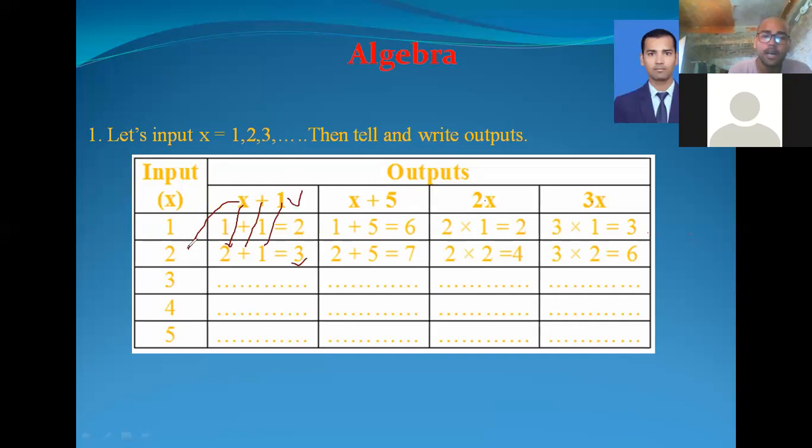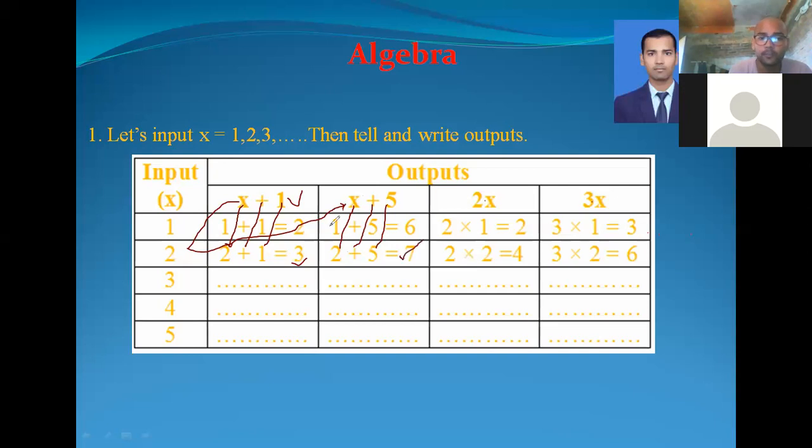In the same way, for the second term also, when we replace the value of x here, x means 2, and there is plus, so plus, and the 5 is copied similarly here. Then after adding, 2 plus 5 is equal to 7, which is the output.